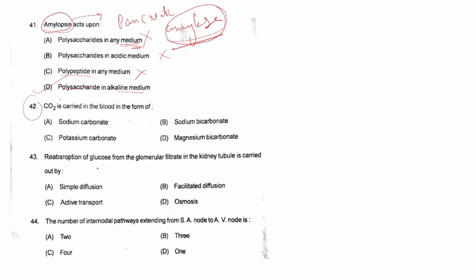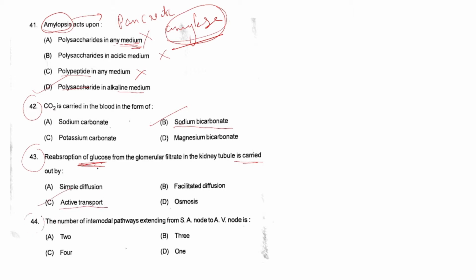Question number 42. Carbon dioxide is carried in the blood in the form of sodium carbonate, potassium carbonate, sodium bicarbonate, magnesium bicarbonate. Right answer will be option B, that is sodium bicarbonate. Question number 43. Reabsorption of glucose from glomerular filtrate in the kidney tubule is carried out by active transport. So option number C is the right answer.